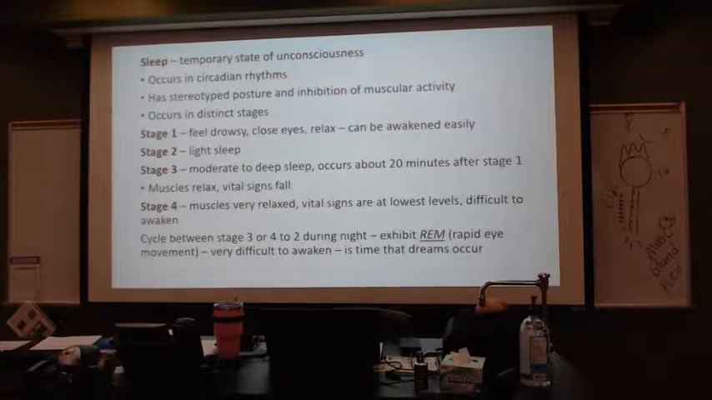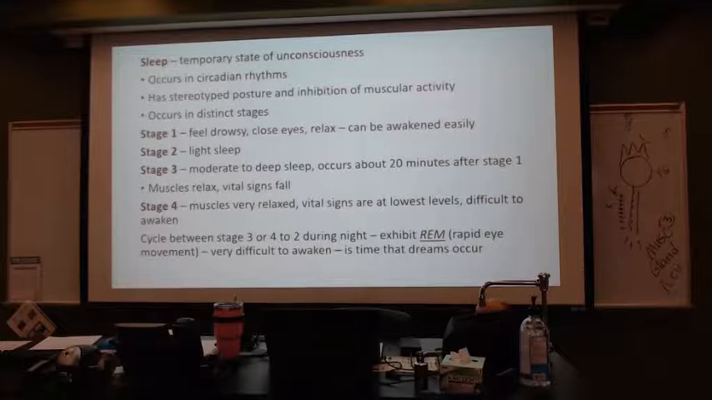The stages that occur are 1, 2, 3, 4. In the first stage, you're drowsy, you close your eyes, you're relaxing, and you can be awakened very easily. This is the point that my pug likes to jump up on me in the bed, so that I have to wake up. But anyway, in the second stage, you're in light sleep. You can still wake up. It's just a little bit harder to wake you up.